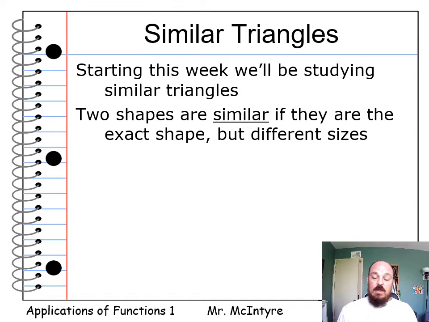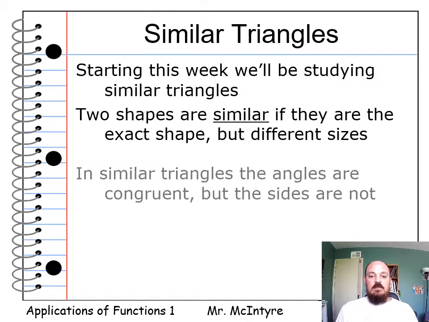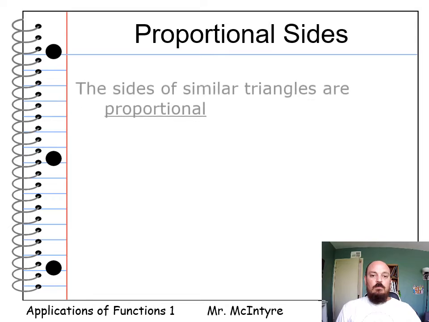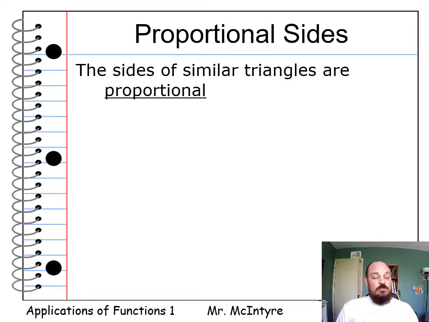Now, as far as our triangles, what that means for us is that the angles are still going to be congruent, just like for congruent triangles. The angles will be exactly the same, but the sides are not. The sides can be bigger or smaller in one of the triangles. Now, the sides are proportional, meaning they make proportions, which is exactly what we studied in our last lesson.